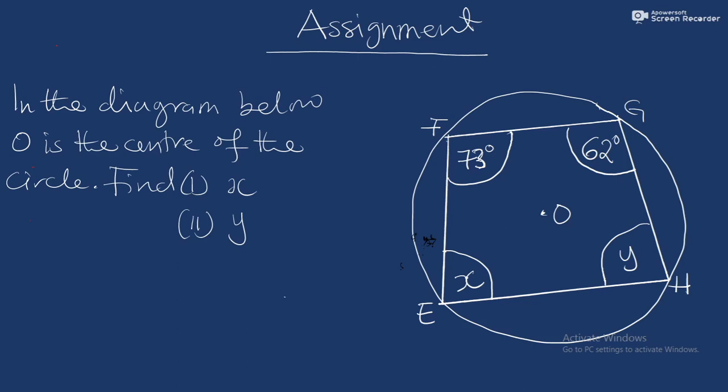So it means that from the theorem, when we add angle at E, which is X, to angle at G, which is 62 degrees, it should be equal to 180 degrees. So using that, we can solve for X. To solve for Y also, when we add angle at H to angle at F, which is 73 at F, and then Y at H, we'll equate it to 180 and then we'll be able to solve for Y. So let's do that.